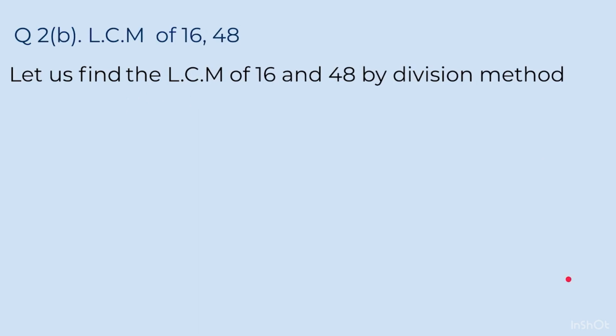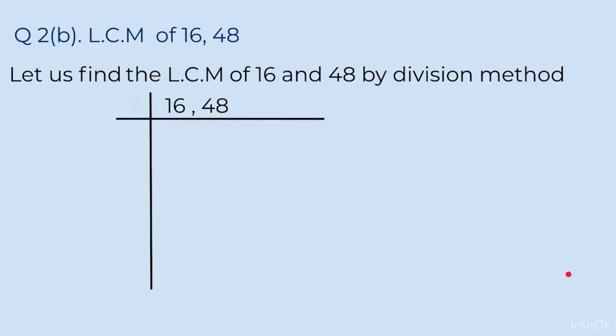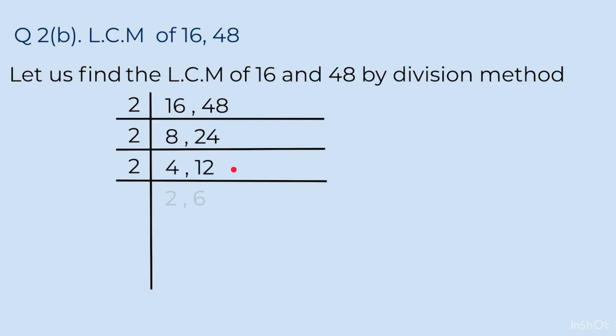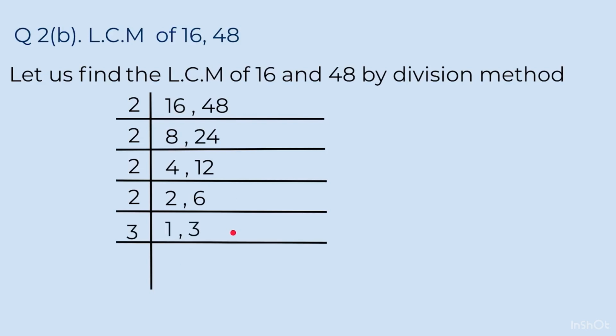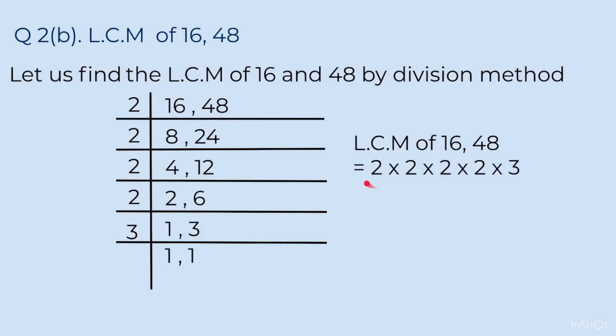LCM of 16 and 48. We start by dividing by 2. We get 8 and 24. We again divide by 2. We get 4 and 12. We again divide by 2. We get 2 and 6. We again divide by 2. We get 1 and 3. Now we'll divide by 3 and we get 1 and 1. The product of all these prime numbers would be our LCM. LCM of 16 and 48 is 2 into 2 into 2 into 2 into 3, that is 48.